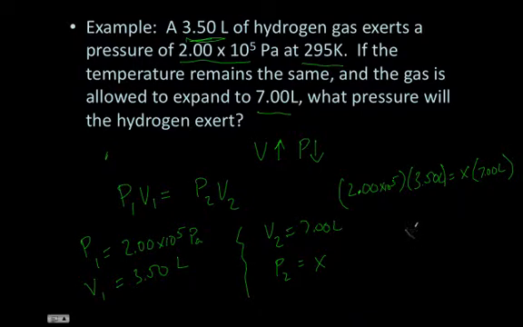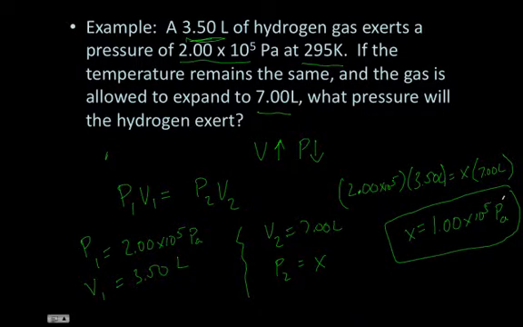What is X? Well, if you just do some algebra and divide both sides by 7 and do this multiplication, I get X to be 1.00 times 10 to the 5th pascals, because we're looking for pressure. And that would be the answer. So it's basically using Boyle's law to figure out what the pressure was. Now, I could have done it differently and asked for the volume. It wouldn't really matter. You still would use the same equation and still do the same stuff. So hopefully that wasn't too bad.